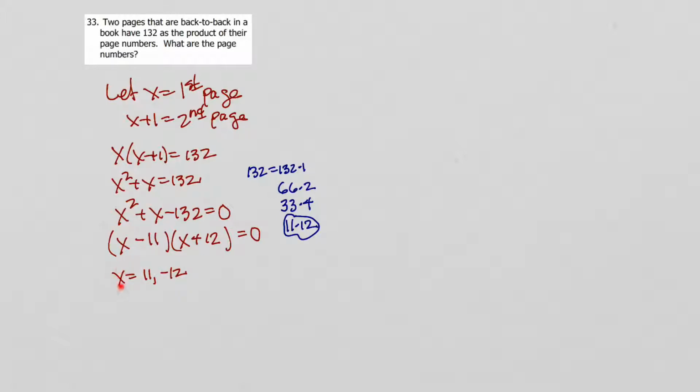But looking back to the beginning, x was the first page. So it's a page number. Can't be negative. So we'll get rid of that negative 12. So we're going to claim now that x is 11, and then right below it is x plus 1, so we'll do that down here. x plus 1 is 11 plus 1 is 12. So the page numbers are 11 and 12.